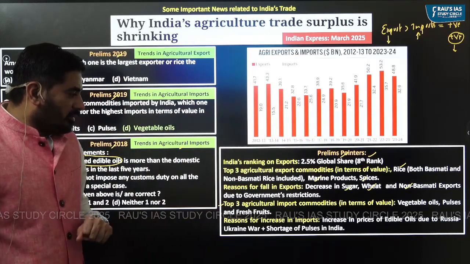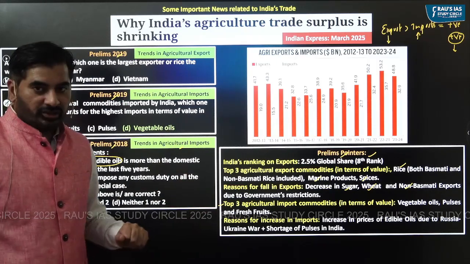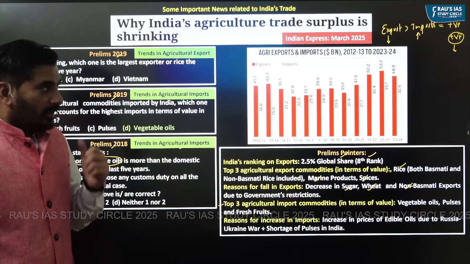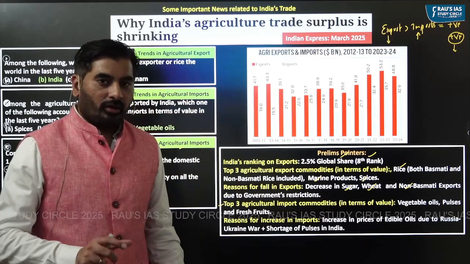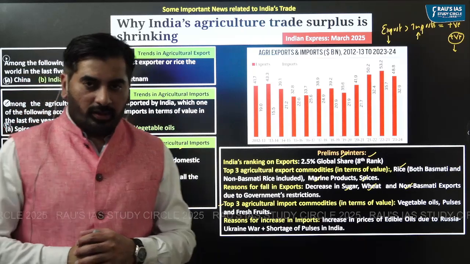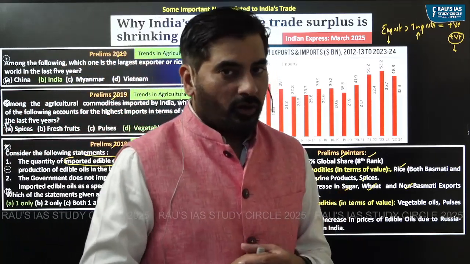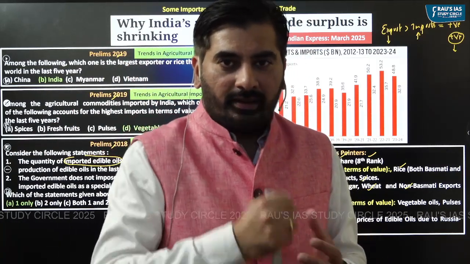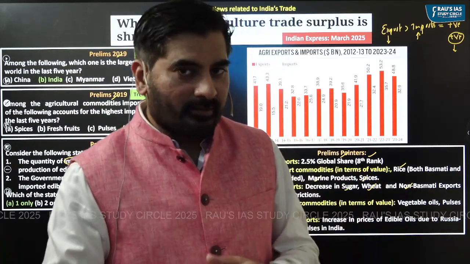Top 3 agricultural commodities that we import include vegetable oils, pulses, and fresh fruits. And why have our imports increased? Number one, our import of edible oil has increased because of the Russia-Ukraine war. Because of the Russia-Ukraine war, as you know, there was a shortage of sunflower oil, and the shortage of sunflower oil led to an increase in their prices. So the import of edible oil increased.